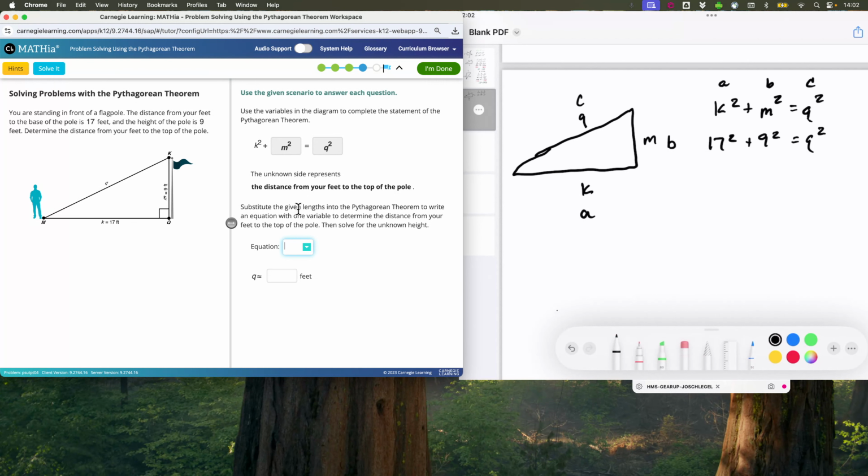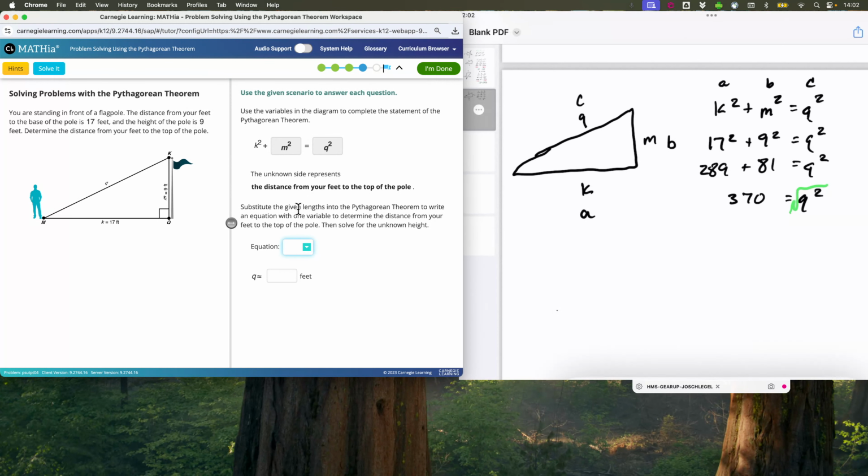So no solving this time because we just need to do the math and then take the square root. So 17 squared is how much? 289. 9 times 9 is 81. So 370 is q squared. Oops, we're going to take the square root of both sides. So square root of 370 is going to be our answer.